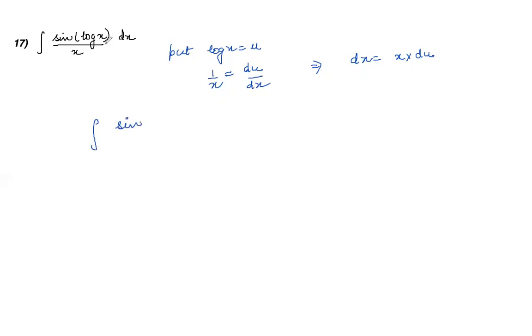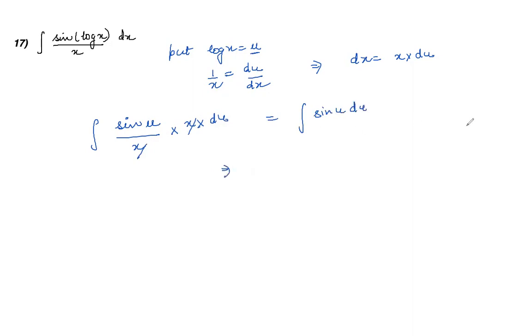Now instead of log x, I can put log x as u. So it would be sine u. x I'm putting as it is, and for dx, I'm putting x into du. So x and x will get eliminated, and finally I'm left with sine u du. So I need to integrate sine u.